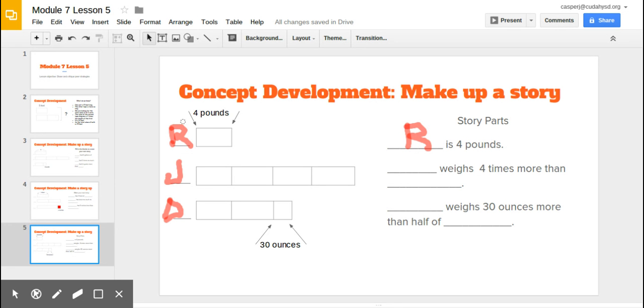So when you try this on your own in the next couple slides, I'll start by giving you the story parts. In the last problem, you're going to be creating your own story completely using a given tape diagram. So if you have any questions, you can review the video or, of course, ask me for some help.